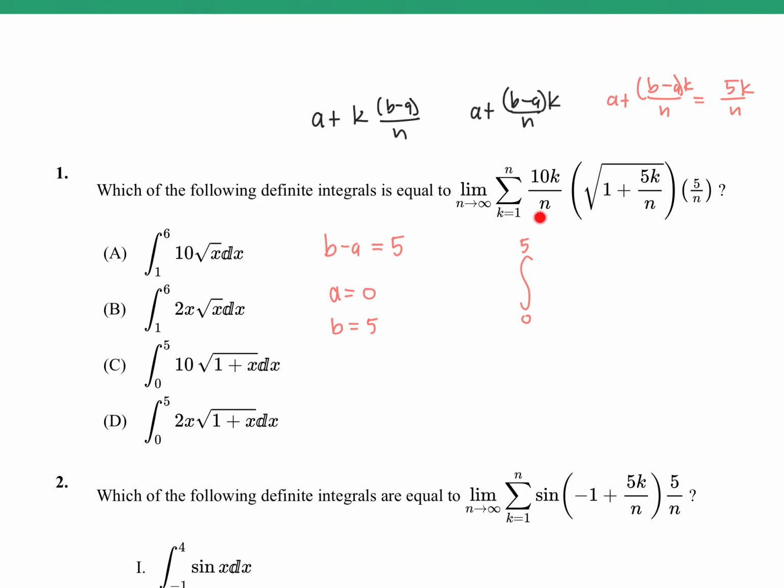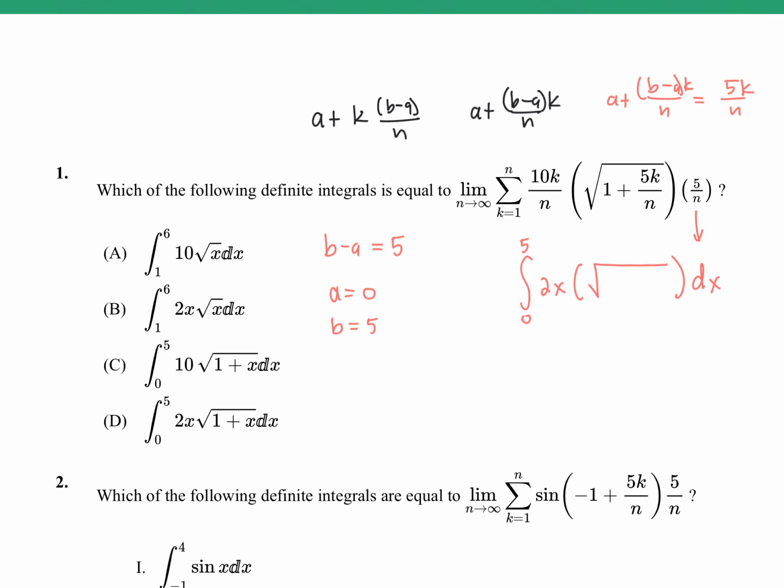So in order to get this expression, you have to do 2 times this. So this part here, 10k over n, really represents a 2x. Notice if you plug 5k over n in for x here, you get 10k over n. Okay, this expression out here is really our dx. It's the width, but we won't worry about that.